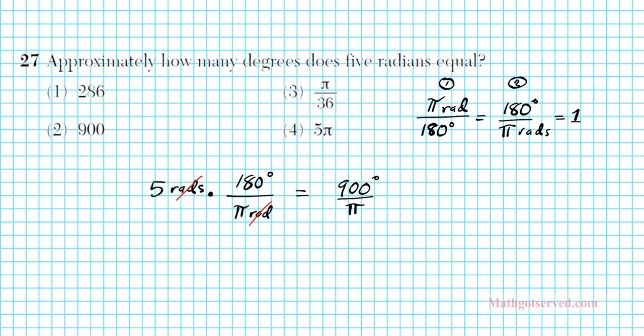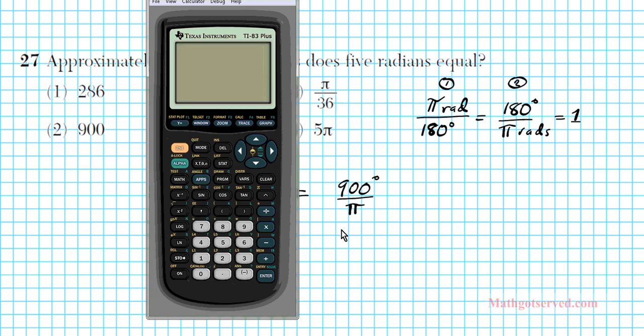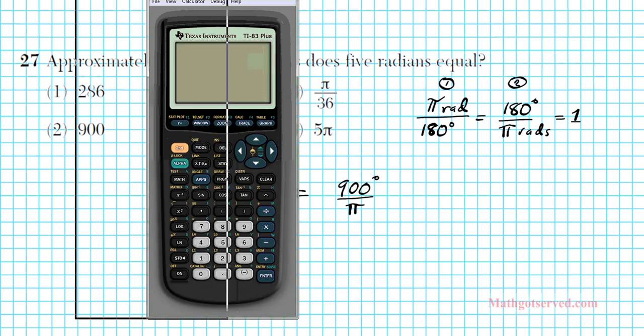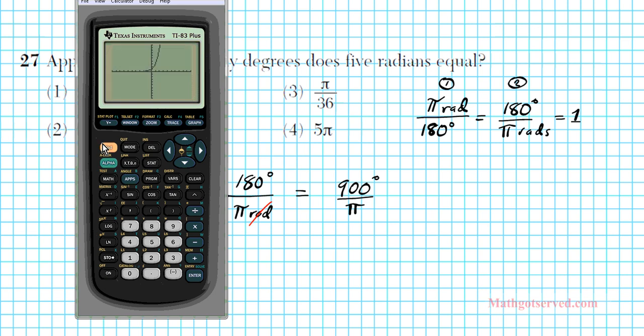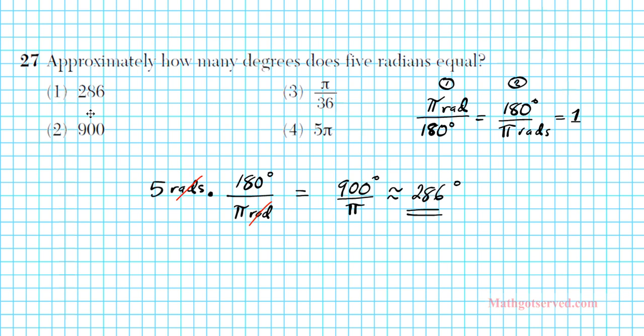We just use our calculators to evaluate the final answer. Remember, pi is a number, 3.14, and so on. So we're going to do 900 divided by pi, and we're going to have an approximation of 286.4. If we round it to the nearest whole number, it is 286 degrees. So this is approximately 286 degrees. All right, so we can clearly see that our answer is option number 1. So that's that.